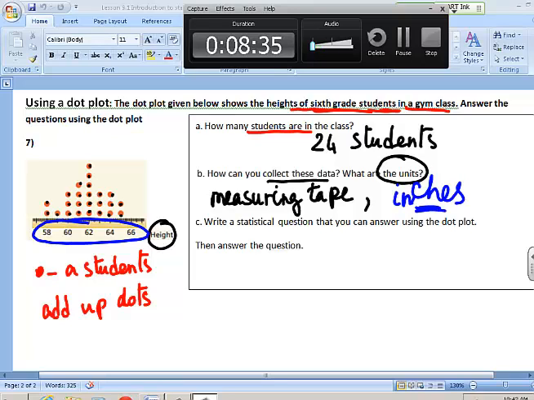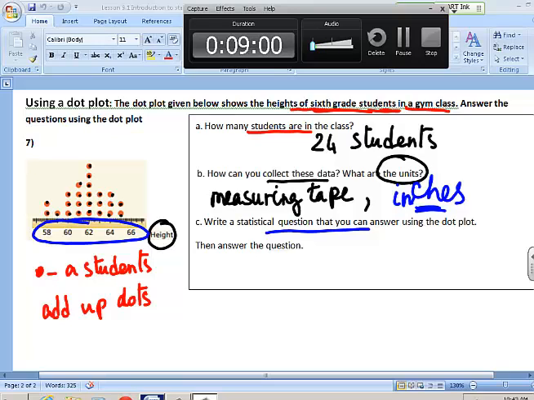This carries a whole lot of importance on these guys, boys and girls, because this is what we are going to test you on. Can you figure out what a reasonable unit is for the given data? All right, write a statistical question that you can answer. Now, this question could be worded in different ways. I'm going to give you one way to write it, but maybe there are different ways to write it.